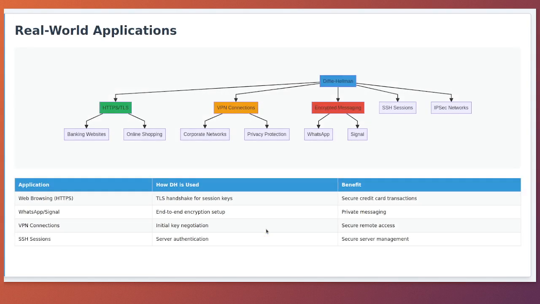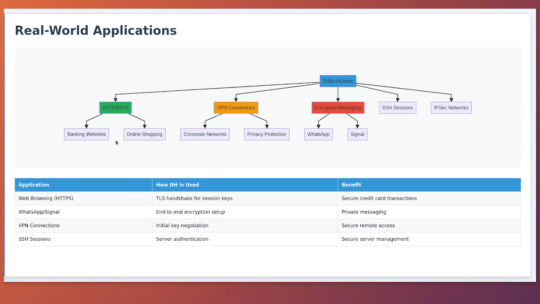Real-world applications. Now that you understand how Diffie-Hellman works, let's explore where you encounter it in your daily digital life. The applications are everywhere, and you have probably used Diffie-Hellman thousands of times without knowing it.